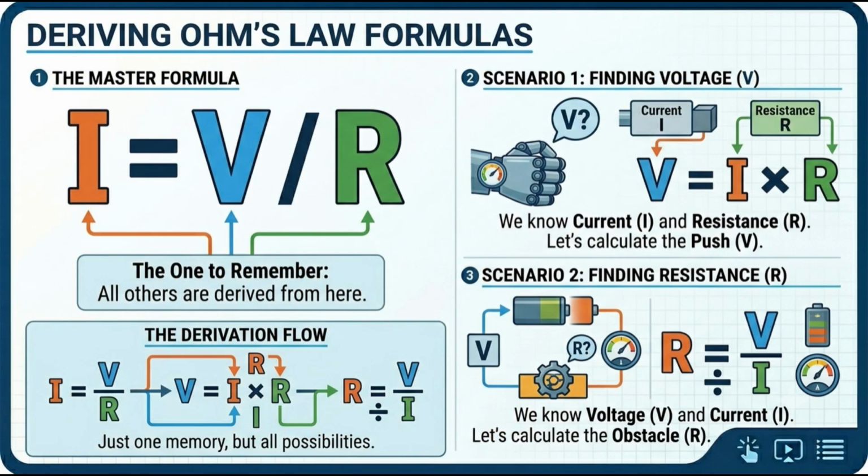There's another way to write the same formula. Sometimes we know the current and resistance, but we want to calculate the voltage. In that case, V equals I multiplied by R, and if we need to calculate resistance, R equals V divided by I. All three equations come from the same relationship. You don't need to memorize 3 different formulas. Just remember one, I equals V divided by R. The others can always be derived from it.